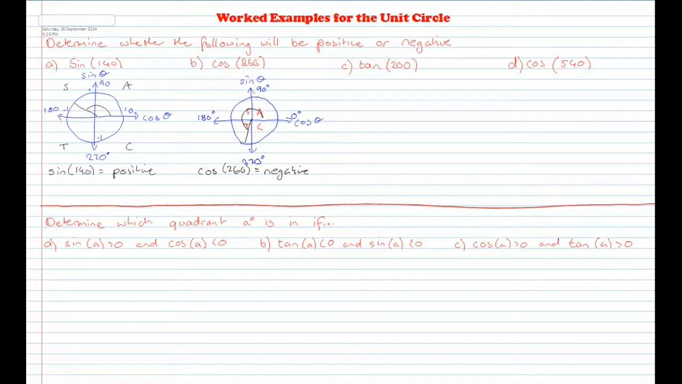So now what I want you to do is actually press pause and attempt the last two questions. That is tan of 200 degrees and cos of 540. Remember, when you're done to press play so you can check your answers out against mine.